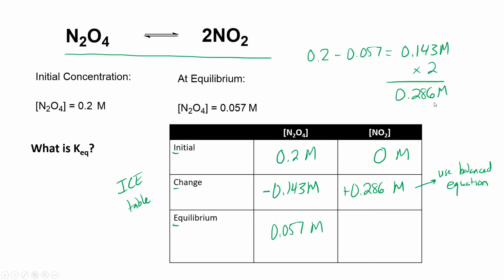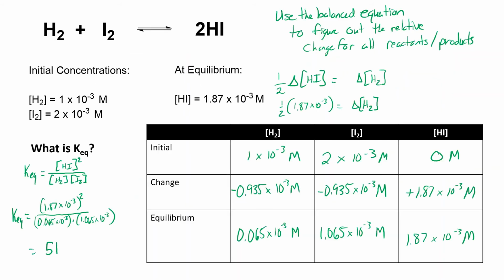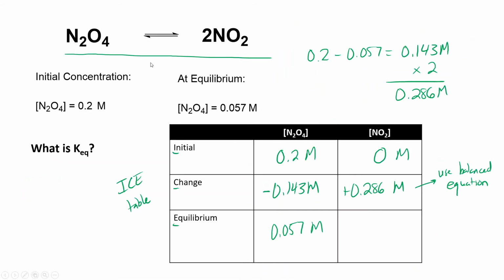This is similar to what we did in the previous example, where we said the change in HI is 1/2 of the change of H2, only this time we were given the reactant, and so we just multiply the change in the reactant by 2 to get the product. And then, of course, we do 0 plus 0.286. That one I feel pretty confident in. So my equilibrium concentration of NO2 comes out to be 0.286.